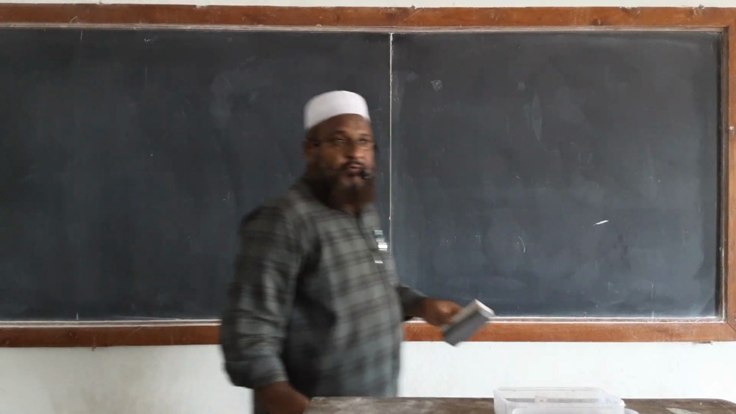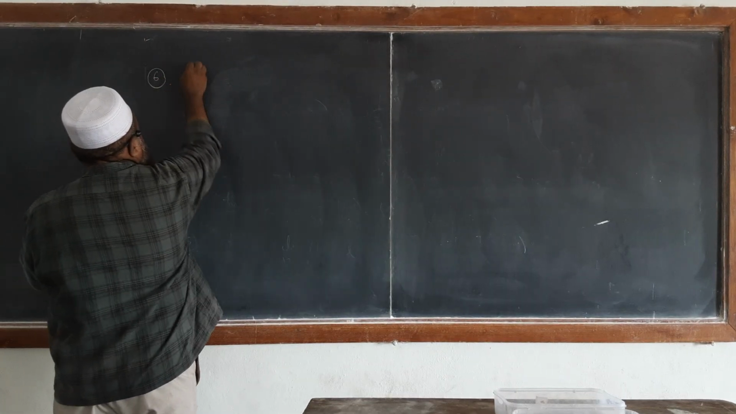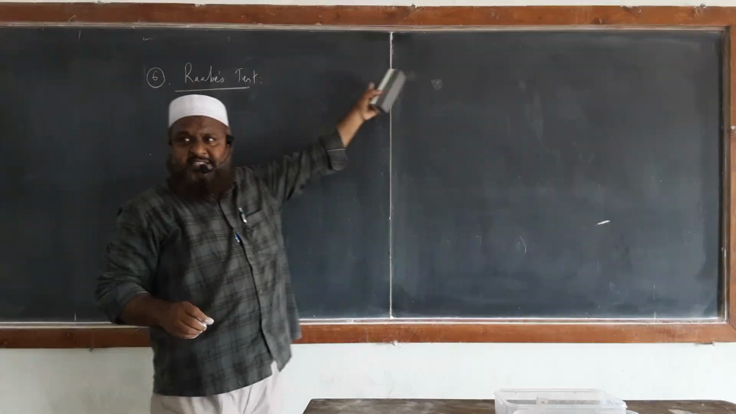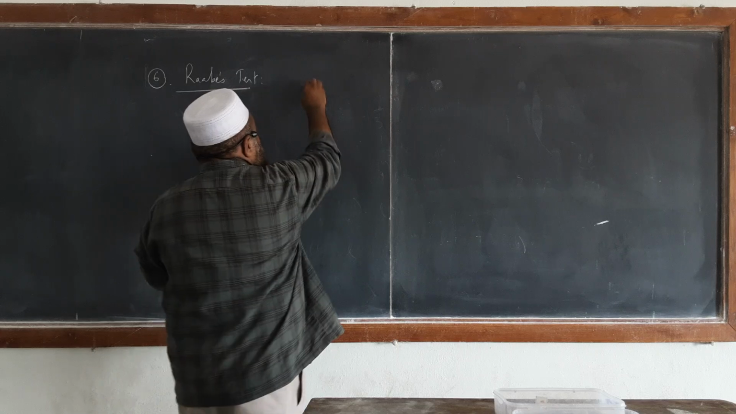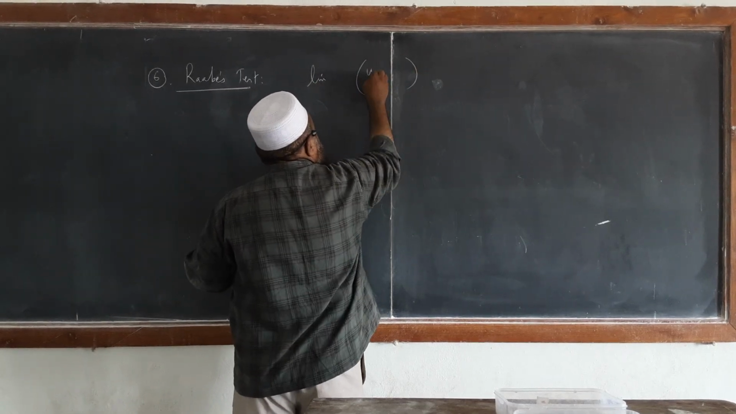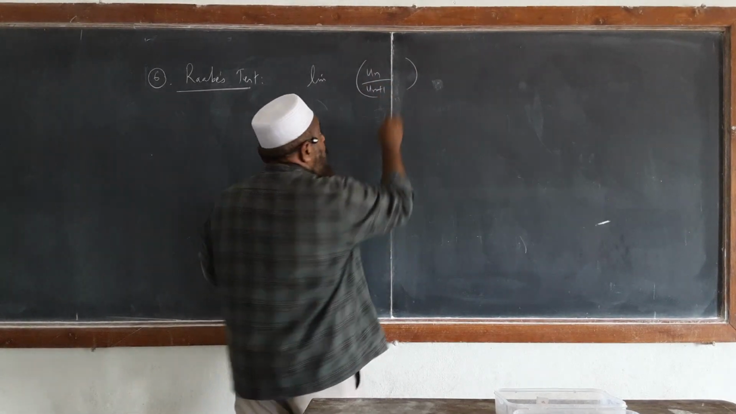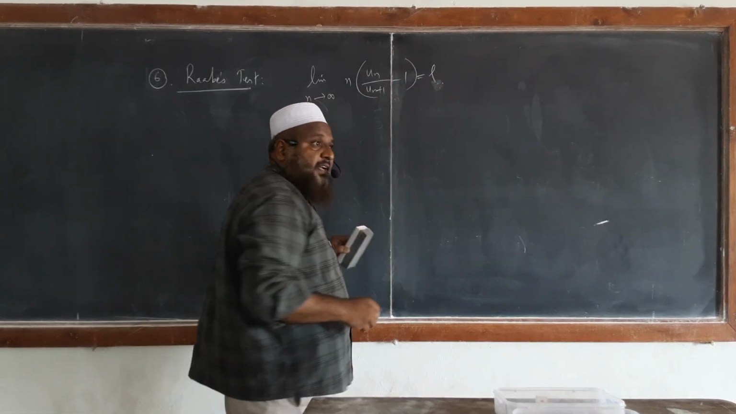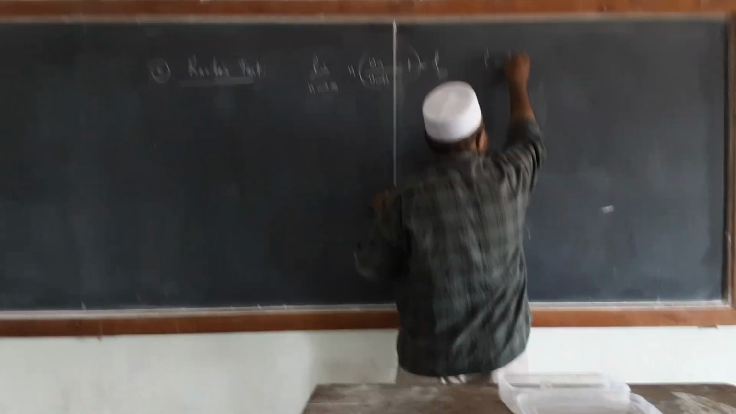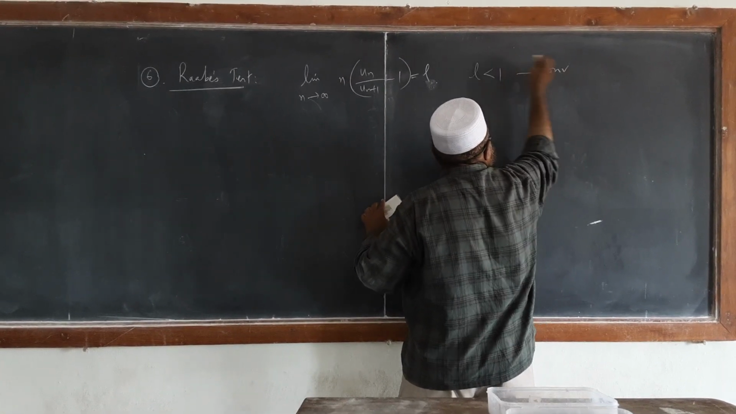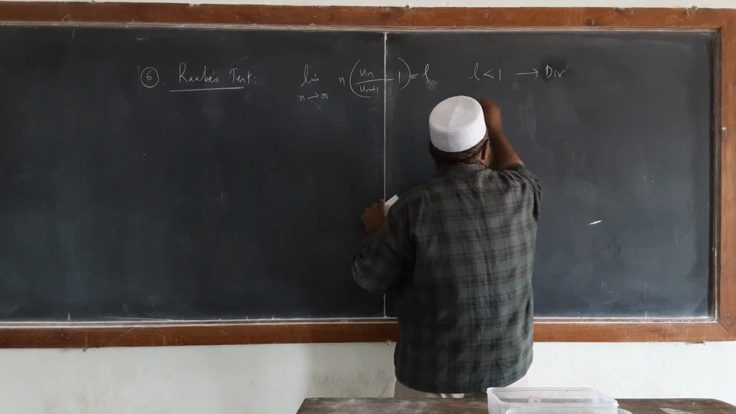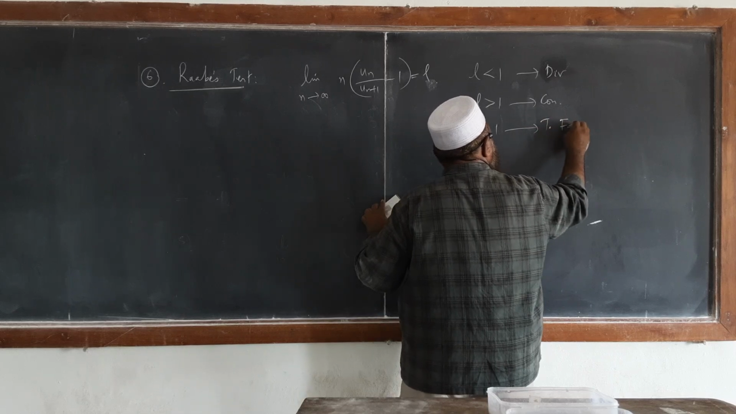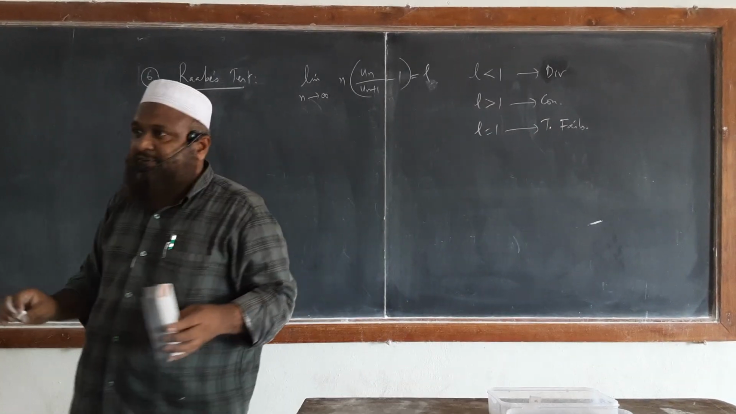So come on, Raabe's. What is Raabe's test? Point number 6. Raabe's test. Same, un is a series of positive terms and limit. What is the limit here? n times un by un plus 1, reverse, minus 1. n tends to infinity is equal to L. Conditions are opposite here. L less than 1, divergent. L greater than 1, convergent. L equal to 1, test fails. Clear about this one all?